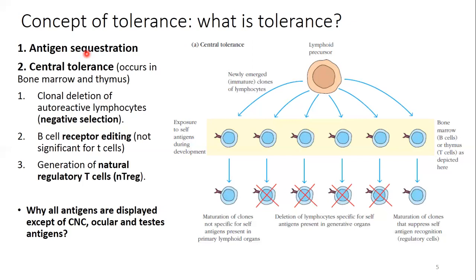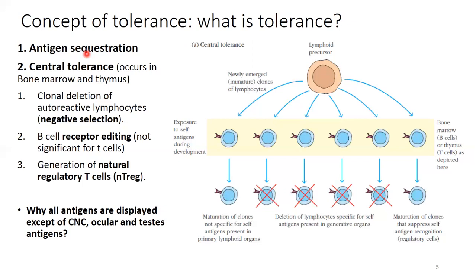So in these organs, during T cell and B cell development in bone marrow and thymus, the primary immune organs, these antigens are not displayed to them, because the immune system, or T cells, are very active in killing cells. So it is very easy for them to kill a cell, even if it's our own cell.